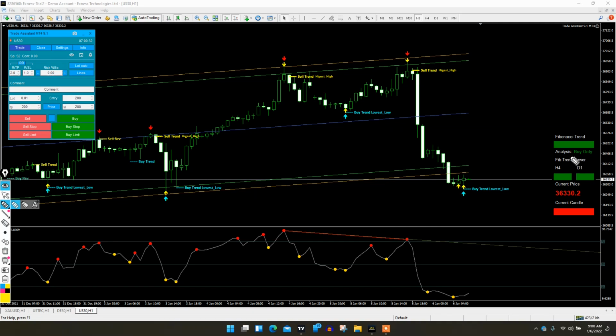You can see even the trend here, it's buy only. It means it's giving you the simplest job you've ever seen. It checks the trend for you. You're no longer going to go up and down checking the trends. Then what you do is you just go and start to find where you can buy this.